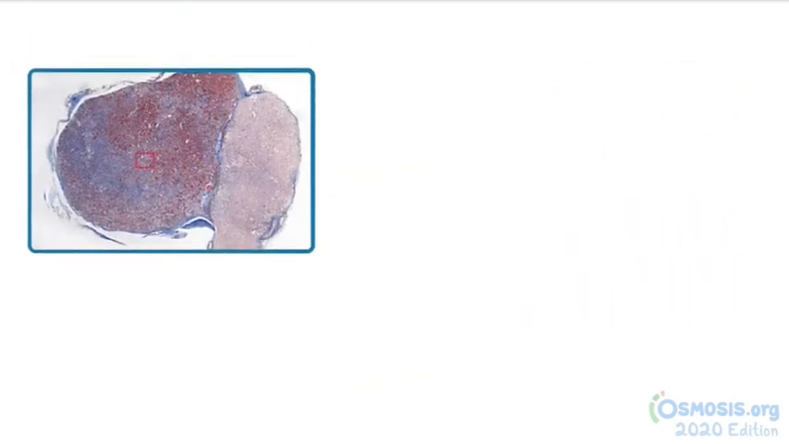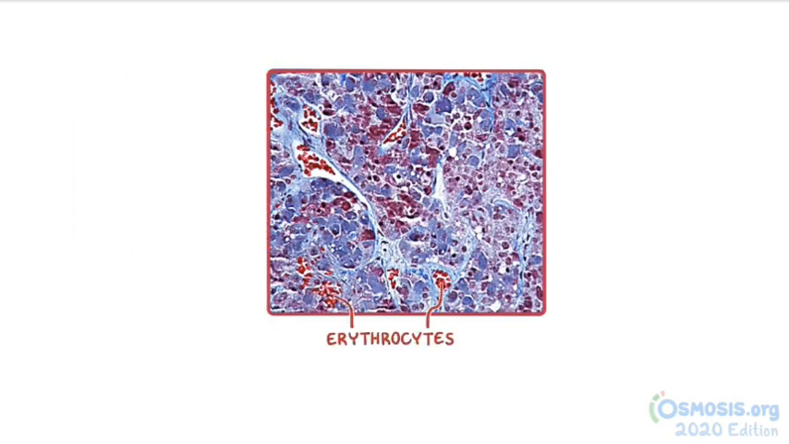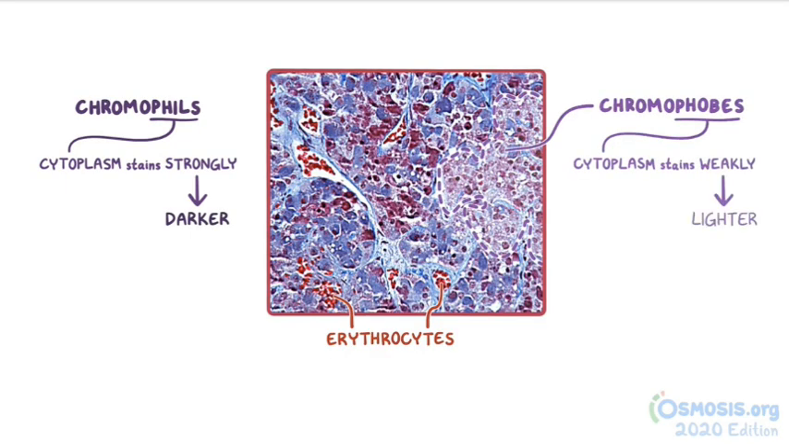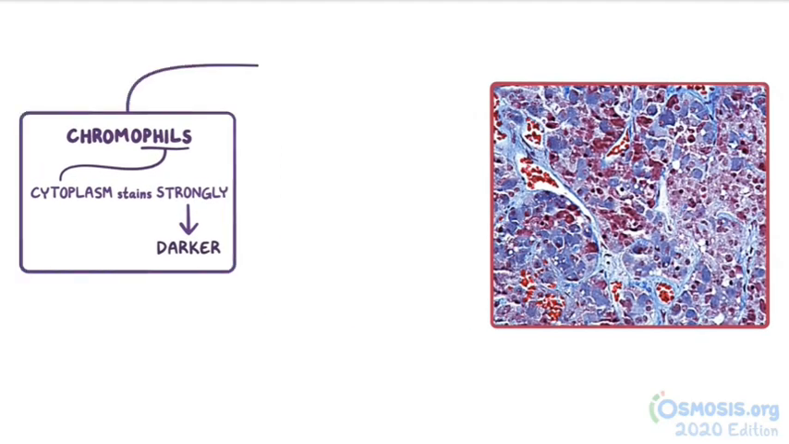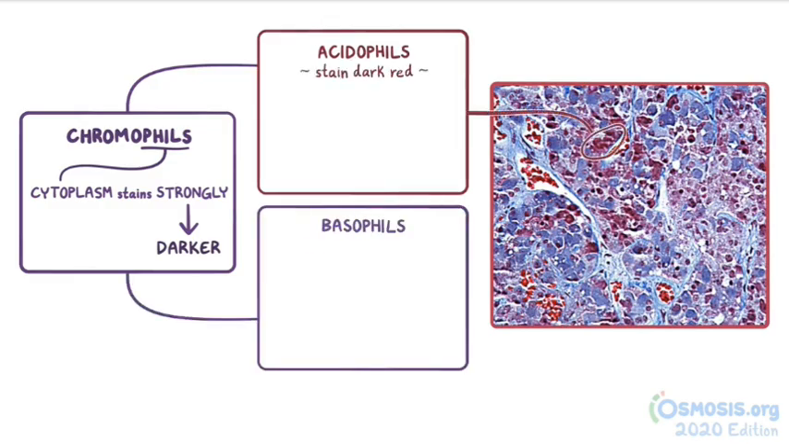Alright, let's move anteriorly and take a look at the adenohypophysis. Besides the bright red erythrocytes, there are 2 main groups of cells that are named based on how well they stain. The chromophils have cytoplasm that stains strongly, and as a result appear darker. The chromophobes have cytoplasm that stains weakly, and appear lighter in the image. The chromophils can then be divided into acidophils that stain dark red, and basophils that stain purplish blue due to their affinity for acidic or basic dyes, respectively.